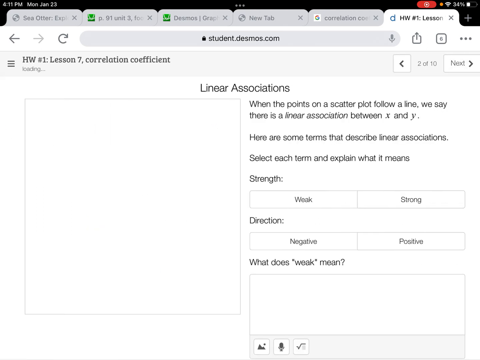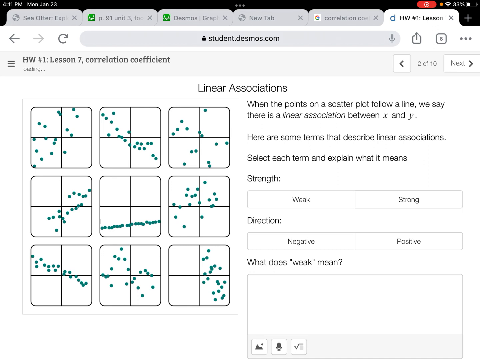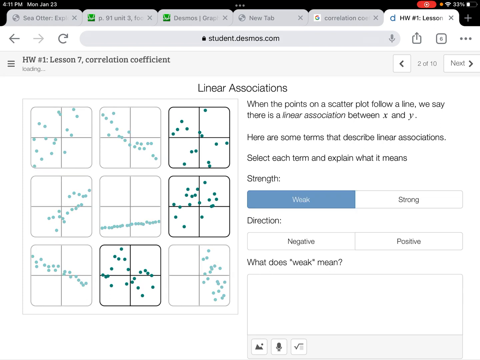Okay, and then we go to the next slide and we see 9 different scatter plots. And we learn a term. It says here, when the points on a scatter plot follow a line, we say there is a linear association between x and y. And here are some terms that describe linear association. So we can describe the strength of the linear association. So if we select weak, the ones that are visible here that are not faded out show weak linear association. So think about what those have in common with each other.